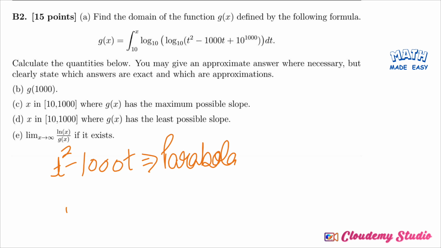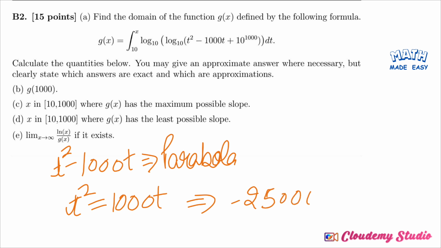Okay, so if it is a parabola, its lowest value will obviously be at, comparing with 4y square equals 4x, so t is 500, then it takes the lowest value of minus 250000.